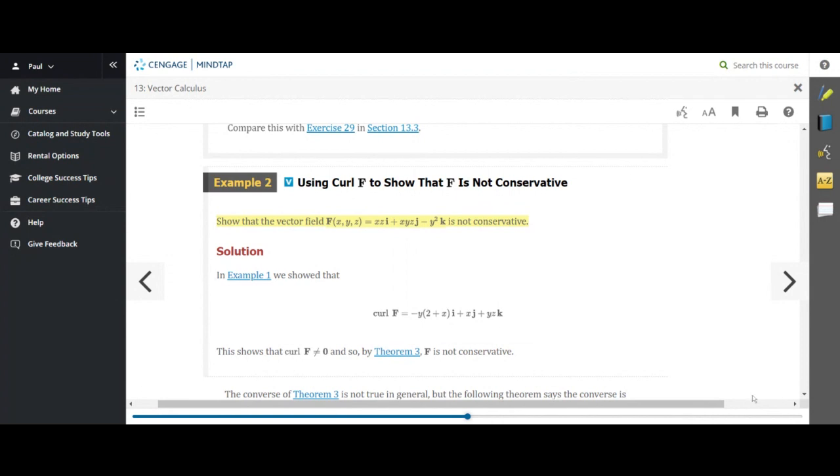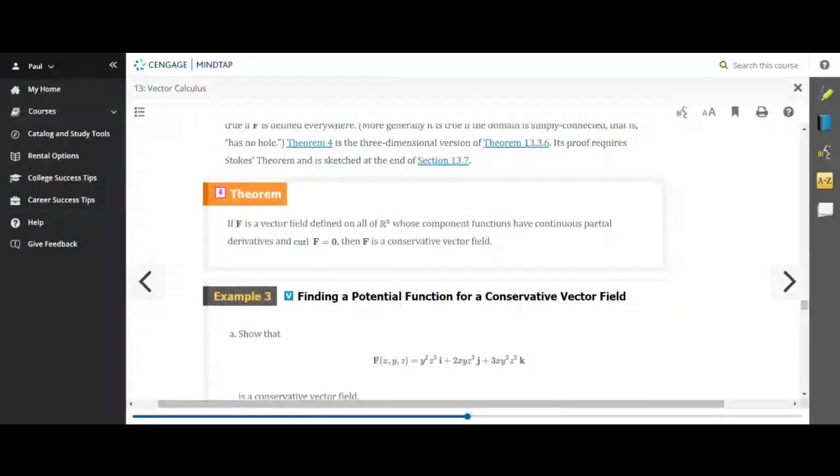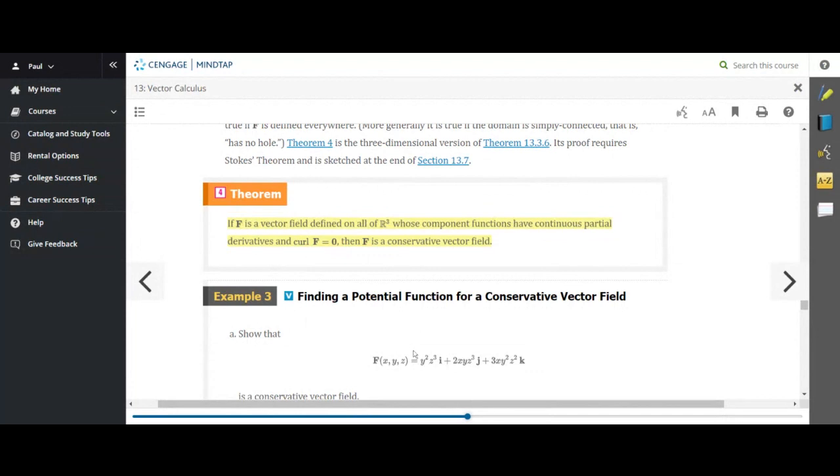Okay, I'll just sum up then with the final theorem here, theorem 4, which reiterates what we just talked about. If the curl of a vector field equals the zero vector, then f is a conservative vector field.